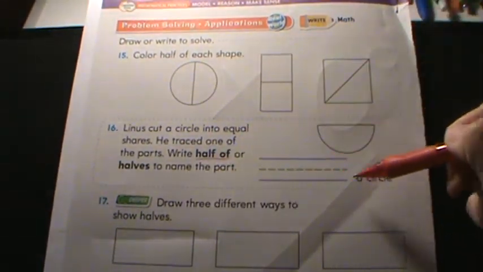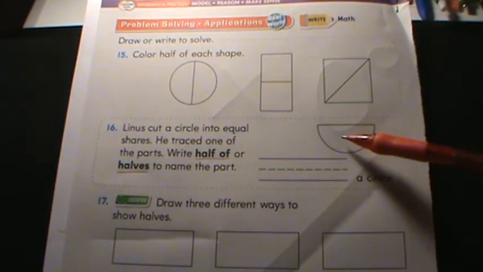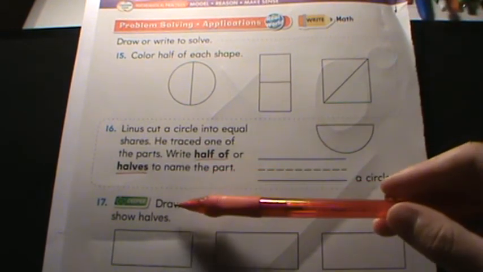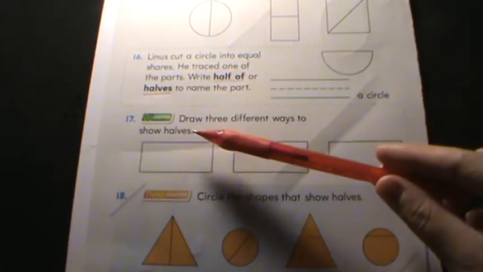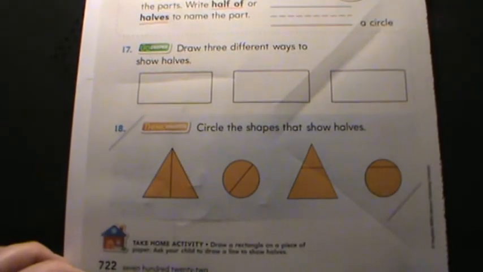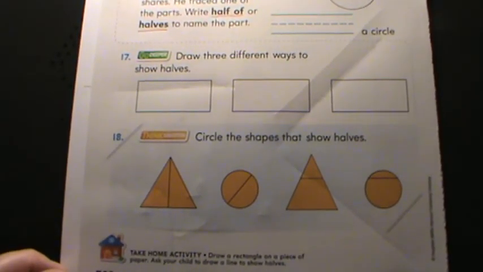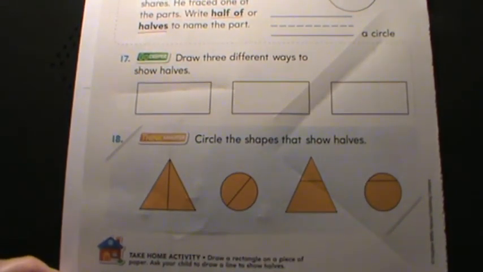Write half of or halves to name that part. So you are either going to write half of a circle or halves of a circle. Which one makes sense to describe that part? Then draw 3 different ways to show halves on this rectangle. So each one of these needs to be split in a different way, but it has to be halves. And then number 18, circle the shapes that show halves. So again, you're circling it if it does show halves.